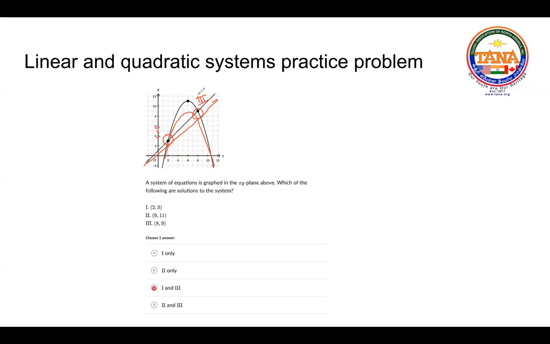The reason 2 isn't true is because at this point it's only the vertex of the parabola and it's not intersecting with the linear line.